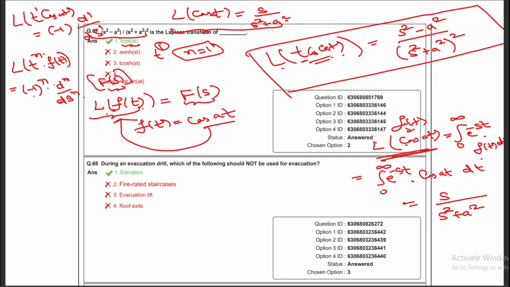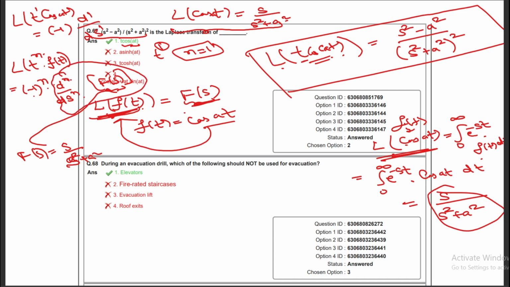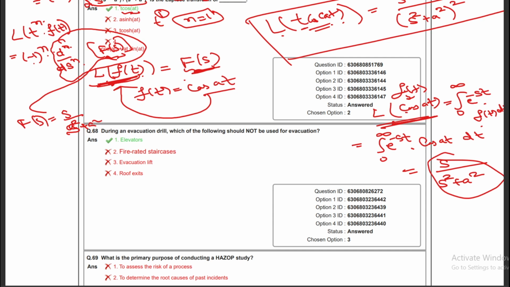We have already found Laplace of f of t, and its value is this one, and that is also equal to f of s. So your value of f of s is s over s square plus a square. So you will fill this value here, and you can differentiate with respect to s here. So I can show you, one second. Okay, we will do it here.